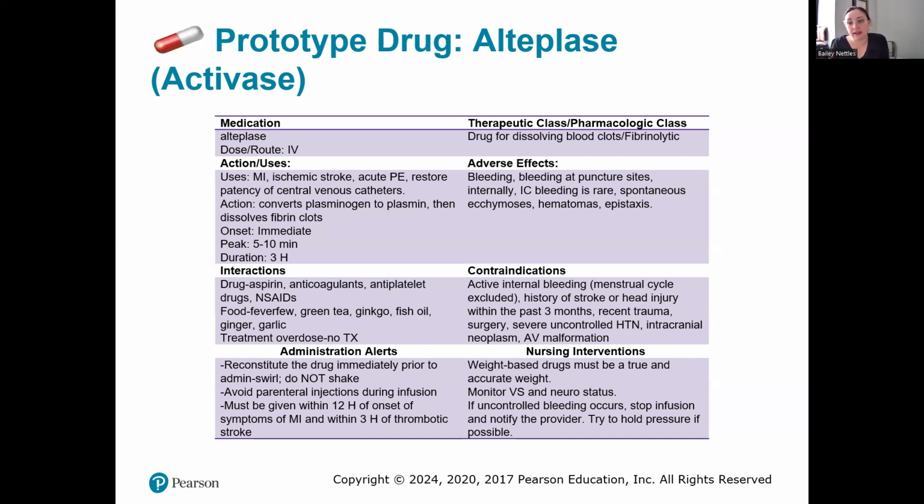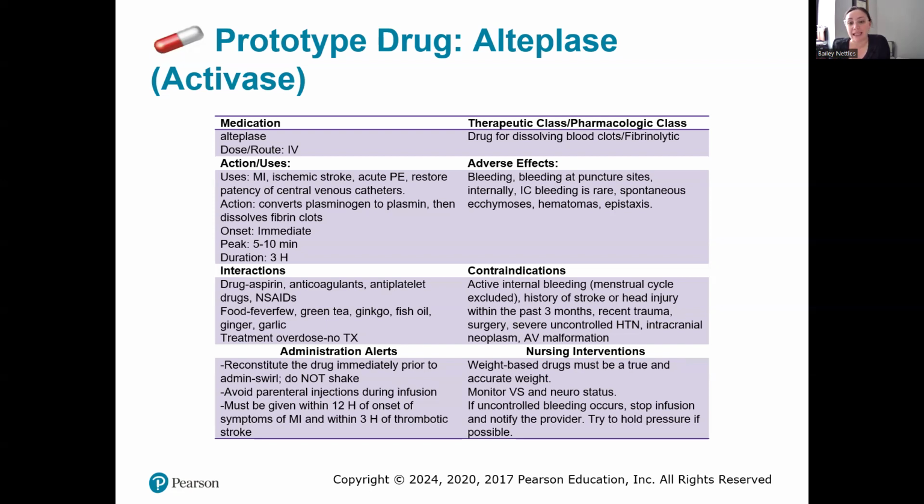The adverse effect is bleeding. We've talked about that, right? Alteplase dissolves clots, so they will bleed. From the IV site, from wherever you puncture them, if you give them any IM shots, if you put in a catheter, they might bleed around the catheter insertion site. It might be internal. Intracranial bleeding is rare, but it can happen. Also spontaneous ecchymosis, which is bruising, hematomas, so now we're swelling on top of our bruises, and epistaxis, which is a nosebleed.